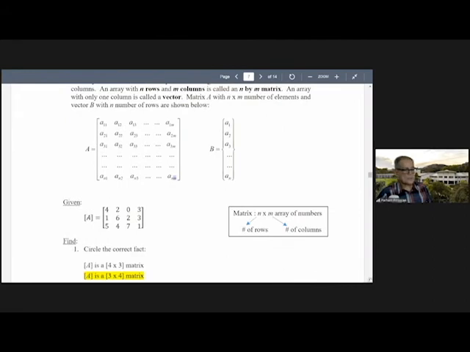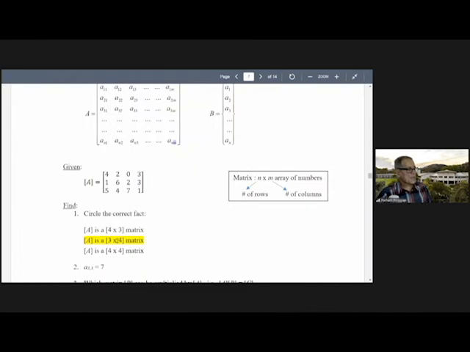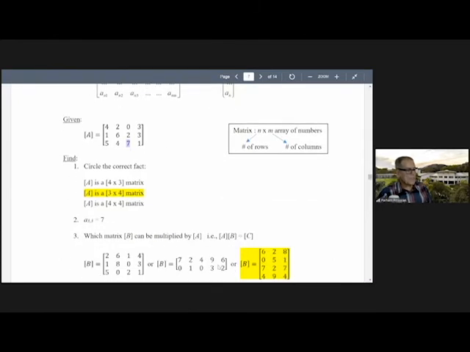Then the question is, circle the correct answer. It is a 4 by 3 or 3 by 4 or 4 by 4. So this is just 3 by 4. You said the term 3, 3, a 3 comma 3. The first 3 refers to the row number, the second to the column number. So 3, 3 refers to row 3, column 3. So A3,3 is 7. This is this number.